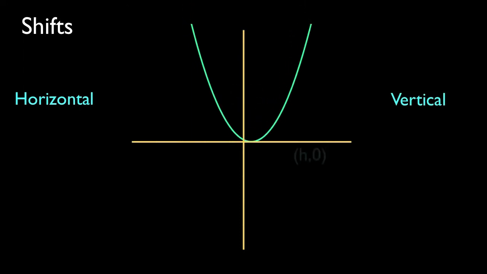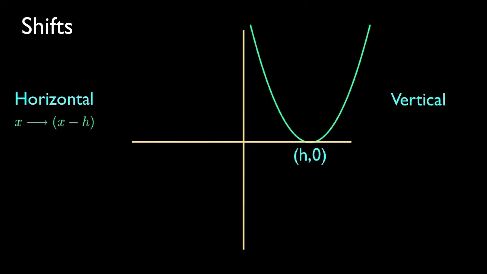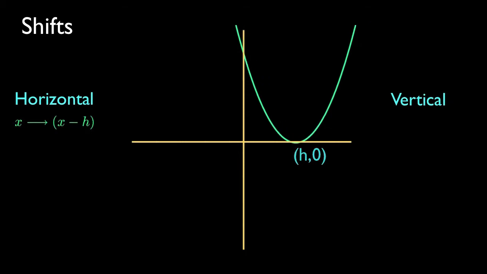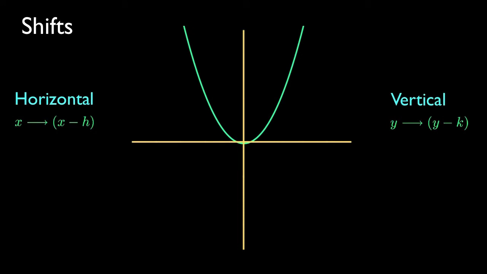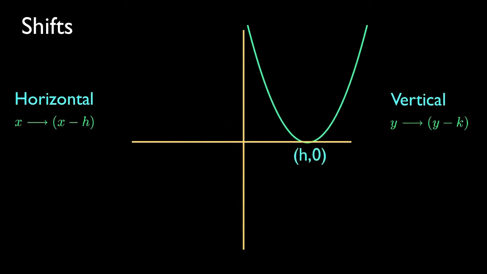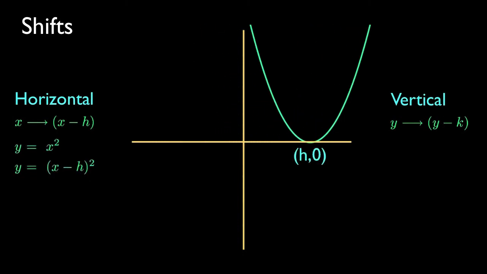Algebraically, horizontal shifts are associated with changes to the x variable, and vertical shifts are associated with changes to the y variable. In this example, using the square function, the equation of the function is transformed by a horizontal shift h units from y equals x squared to y equals (x minus h) squared.